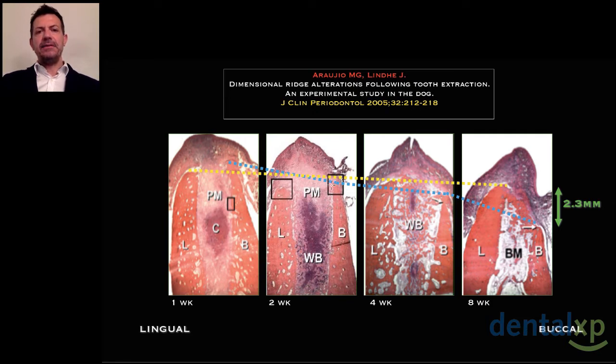The blue dotted line connects the most coronal peak of the buccal bone plate from week 1 to week 8, while the yellow dotted line connects the most coronal peak of the lingual bone plate from week 1 to week 8. And we can see that while the lingual bone peak remains stable, the buccal bone peak has a huge resorption in the vertical dimension, measured after 8 weeks at a mean of 2.3 millimeters of remodeling.